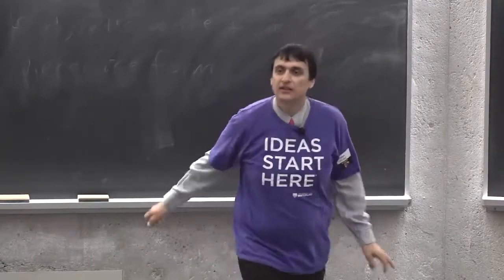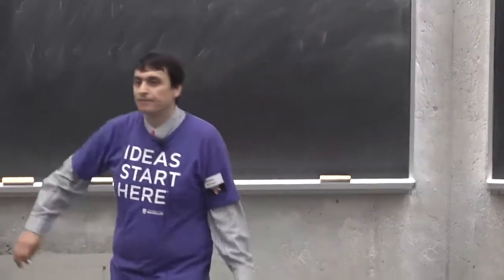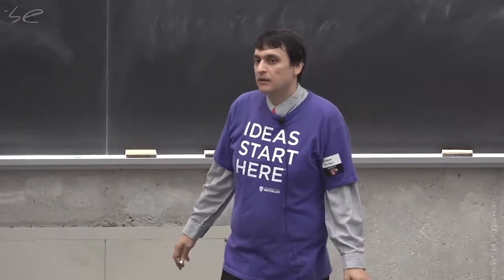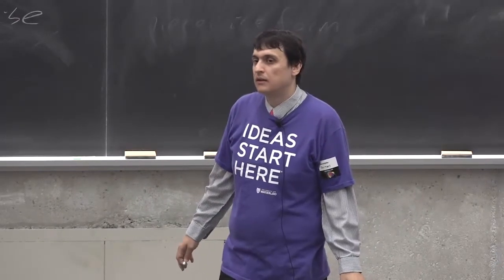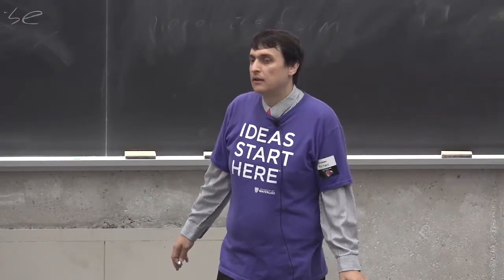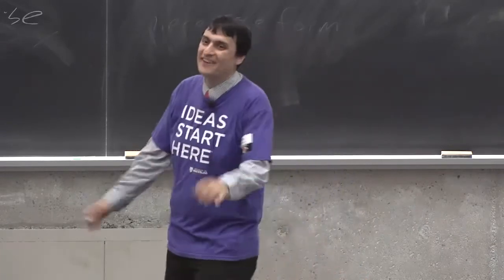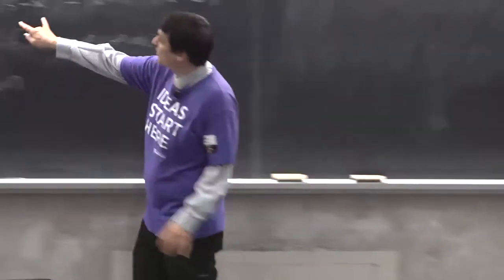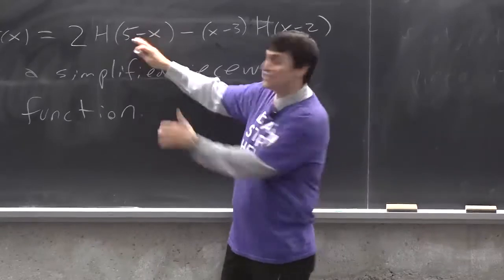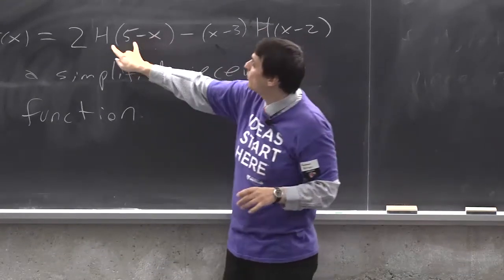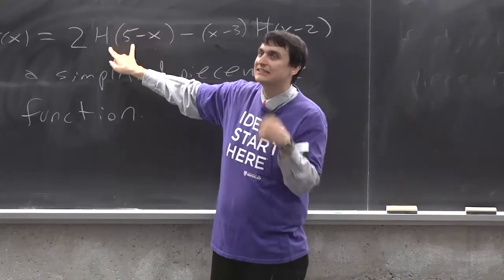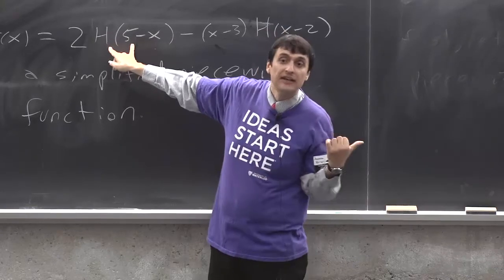I have a suggestion over here, yeah? The first term, h of x, would be 1 if x is less than 4. 4? 5, 5. Yeah, so for the first term, h of 5 minus x will be 1 if x is less than 5, and then 0 if x is greater than 5.